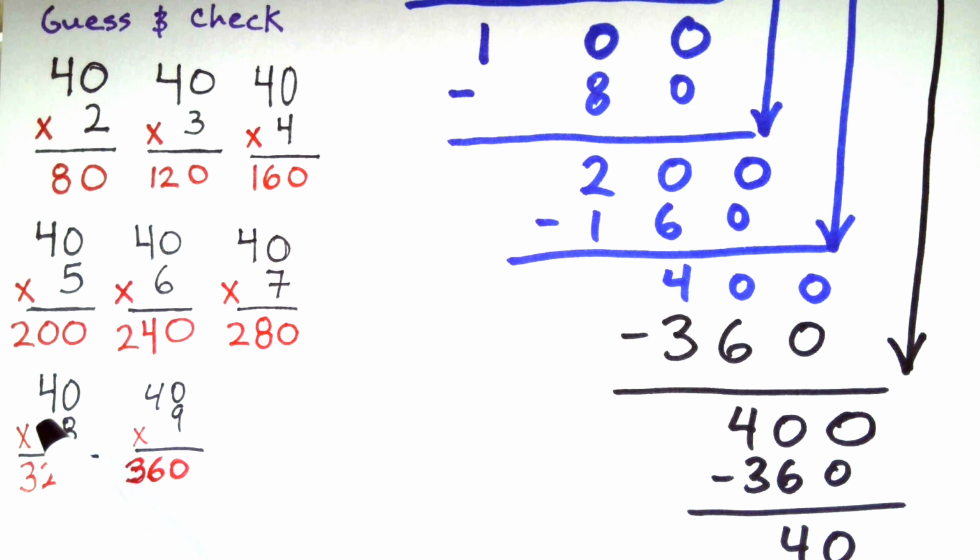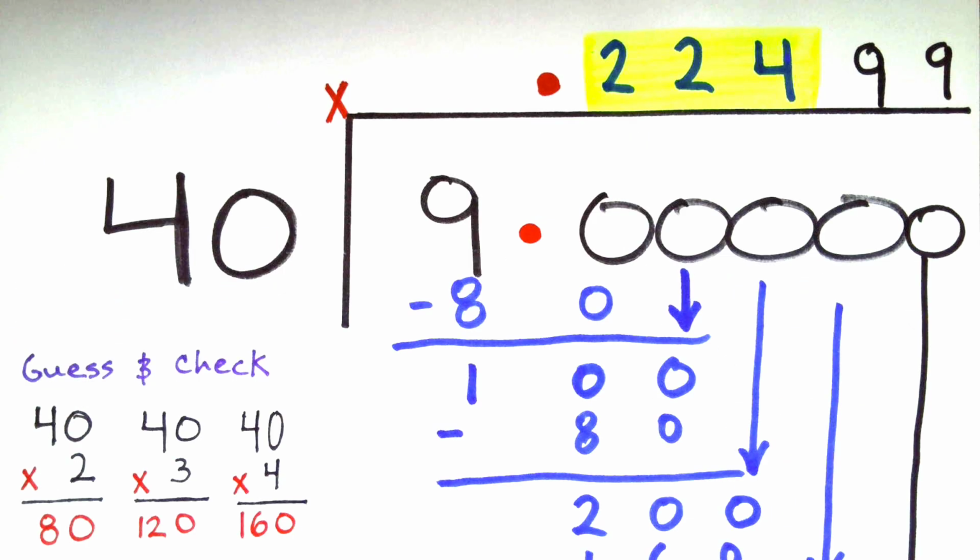Okay, so looking at another guess and check, you got 40 times 8. 8 times 0 is 0. 8 times 4 is 32, so 320. 40 times 9. 9 times 0 is 0. 9 times 4 is 36. So 40 times 9 is 360. So that's the value I have chosen to use and put above the divisor bar. Okay, so I'm showing you that here. 9. 9 times 40 is 360.